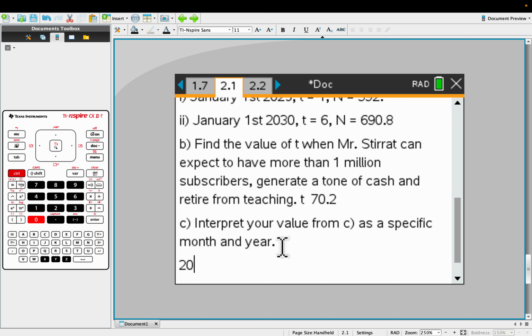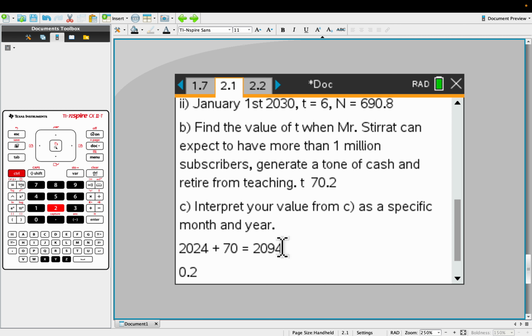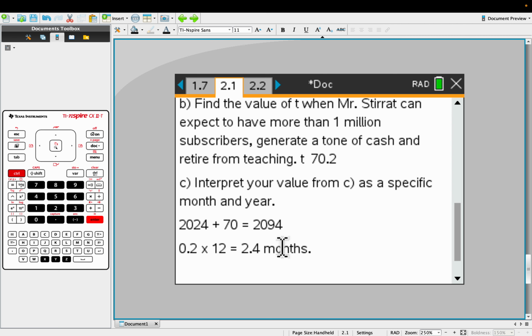So basically this is 2024 plus 70 years equals 2094. So I'm going to be dead by then, pretty much. And then we've got 0.2 of a year times 12 months equals approximately 2.4 months. So what we would just say, January, February, kind of March-ish, March/April 2094. That makes sense, I think.